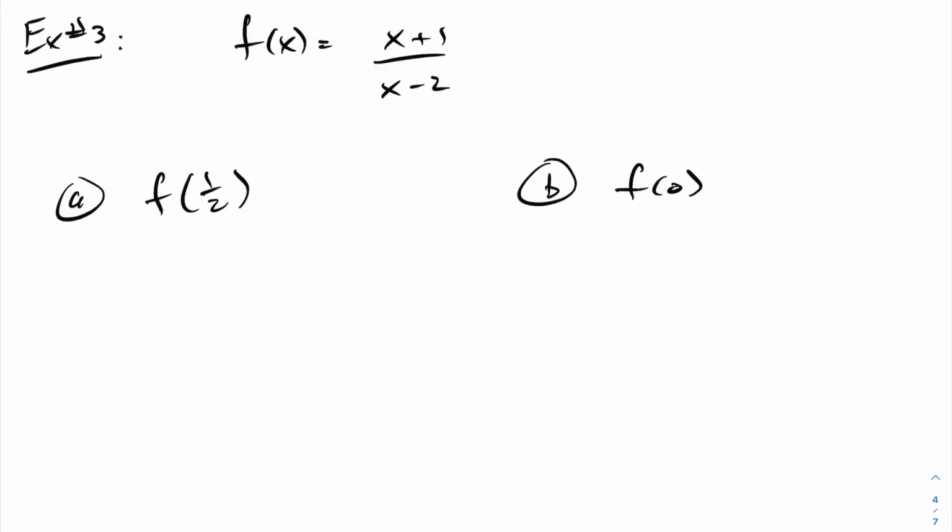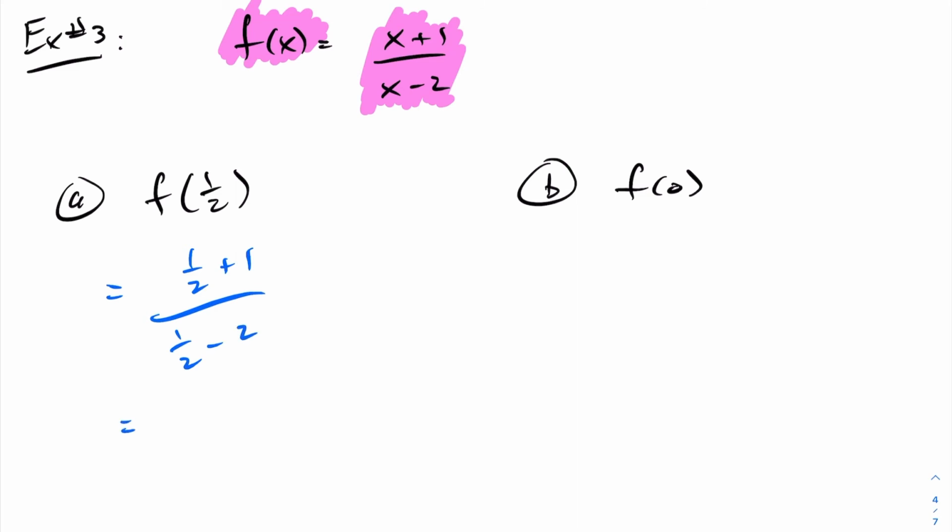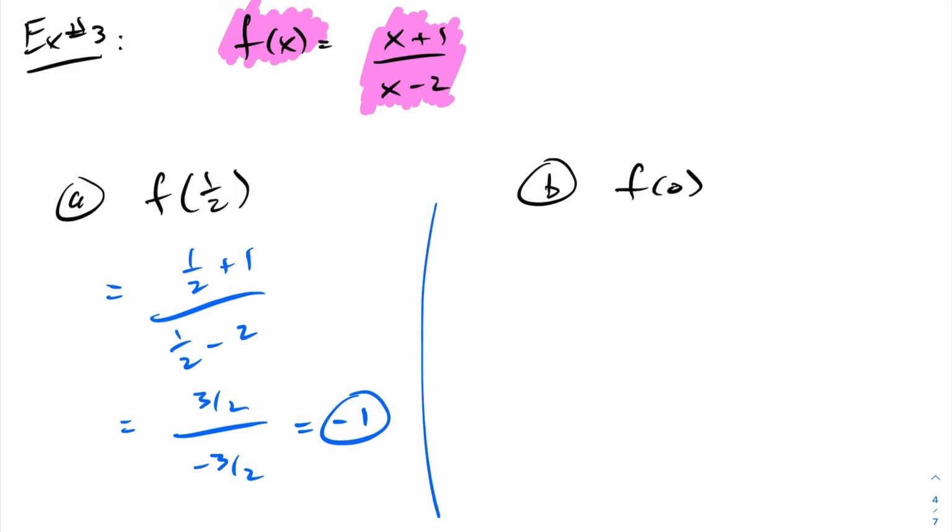All right, taking a look at our next example, we have f at x equals x plus 1 over x minus 2, in which case f at a half is going to be 1/2 plus 1 over 1/2 minus 2. Simplifying this, we get 3/2 over 1/2 minus 4/2, which is 3/2 over minus 3/2, and you get minus 1 for that question. And this is f at 0. So everywhere I see an x, I change that to a 0, so it becomes 0 plus 1 over 0 minus 2, which is minus 1/2.